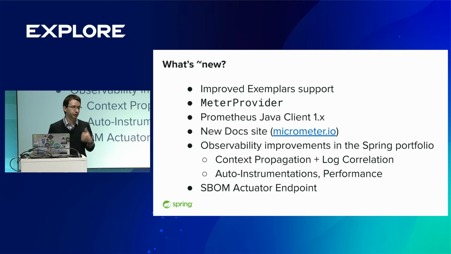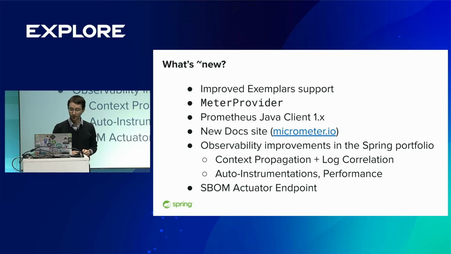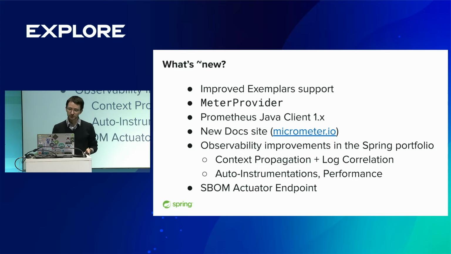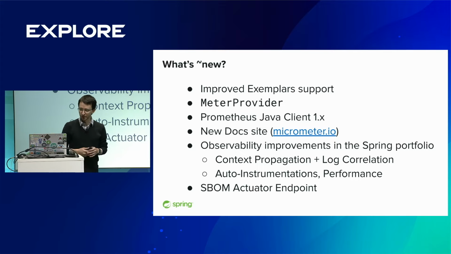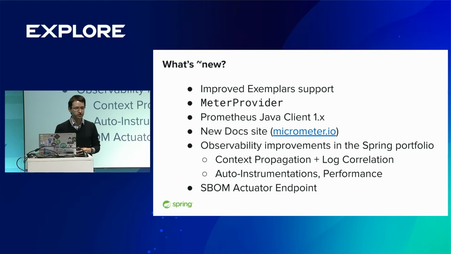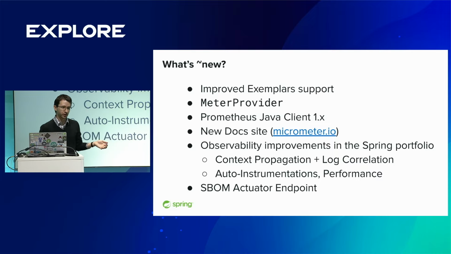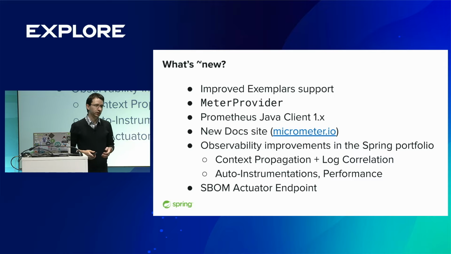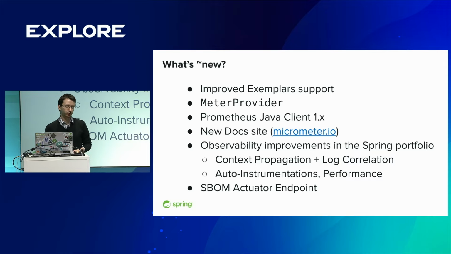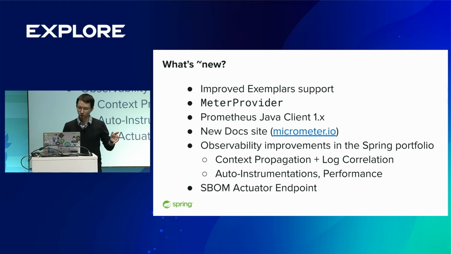We have a new doc site. If you go to micrometer.io, it is nicer. It has new search capabilities and so on. We made a lot of observability-related improvements in the Spring portfolio around context propagation and log correlation. There were a bunch of changes to make this better and faster. And we also added a lot of auto instrumentations throughout the past year. So now you can get, for example, instrumentation for the scheduled and async annotations, also for JMS and so on. There are many. RestClient was also instrumented.